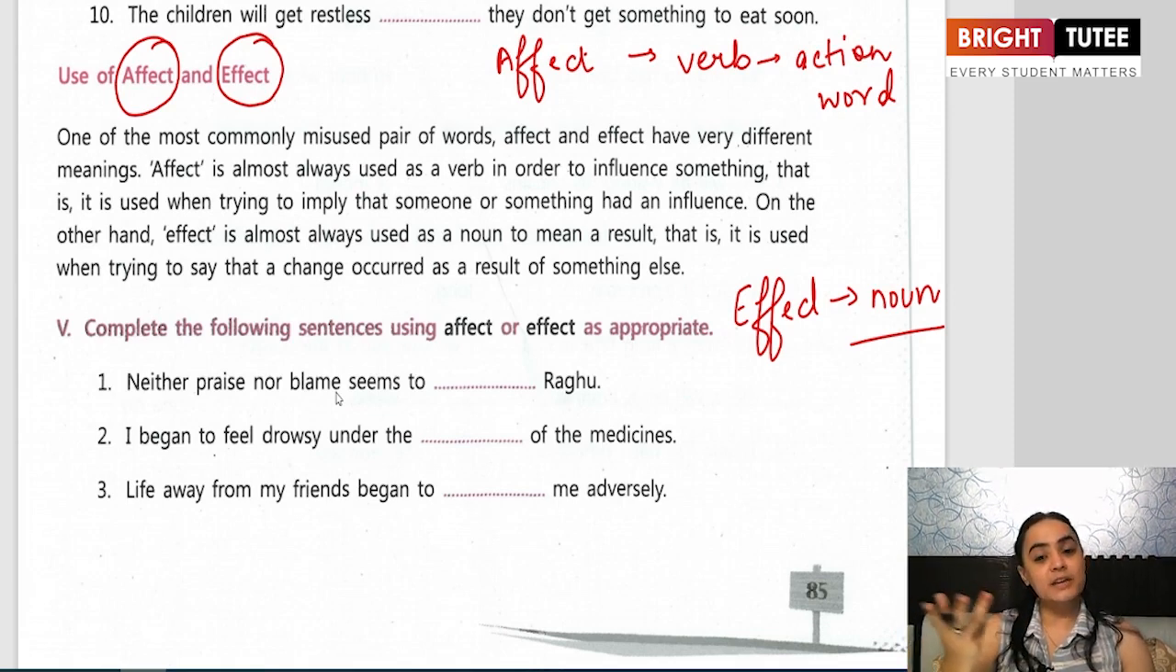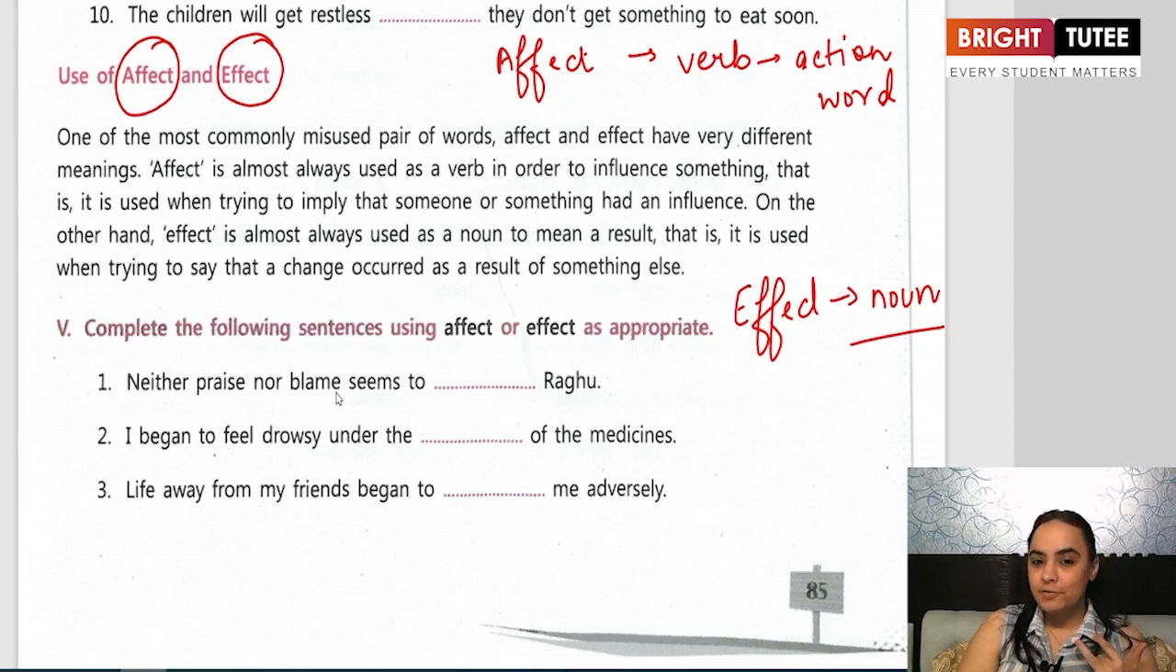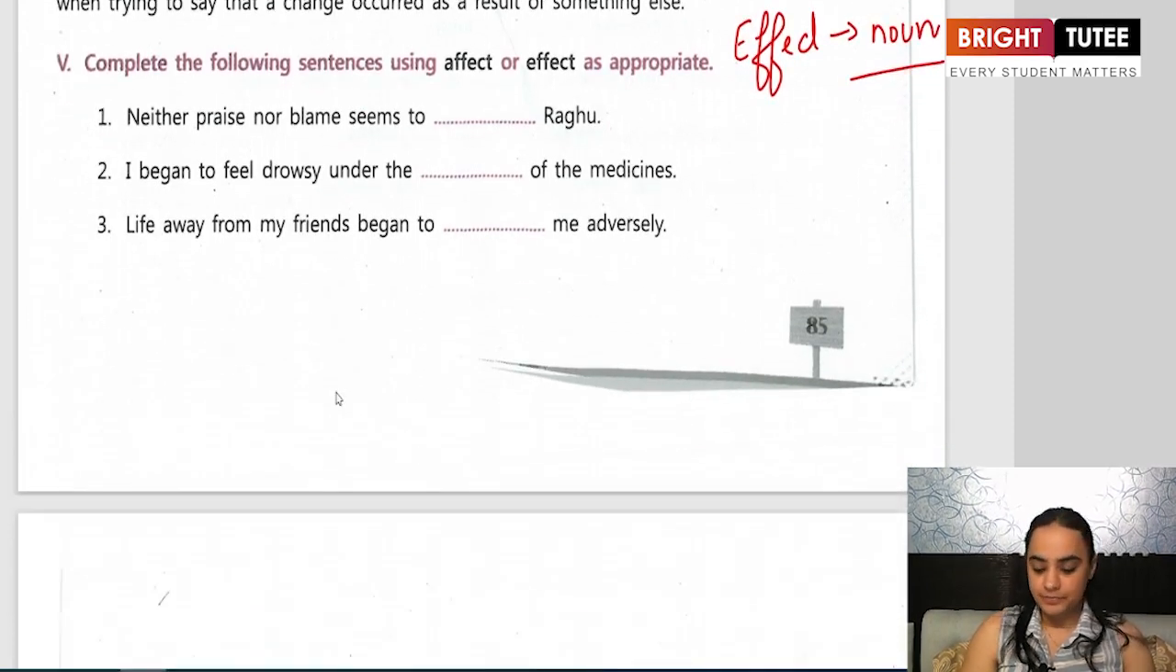So, what is the result of having medicines? I am feeling sleepy. We are facing global warming because of the effect of deforestation. What is the result of deforestation? Global warming. So we use affect as a verb when some action is taking place, when you are influencing something. And we use effect with an E as a noun when we talk about the result of something. Okay? Let us now look at the sentences and try and solve them.